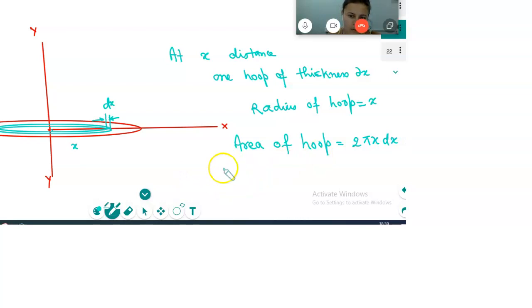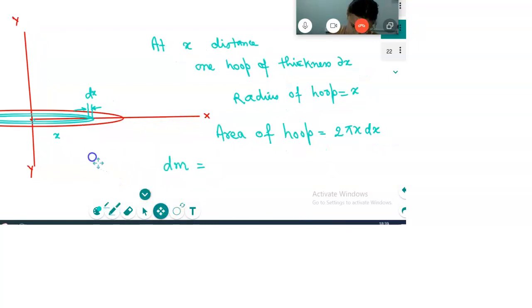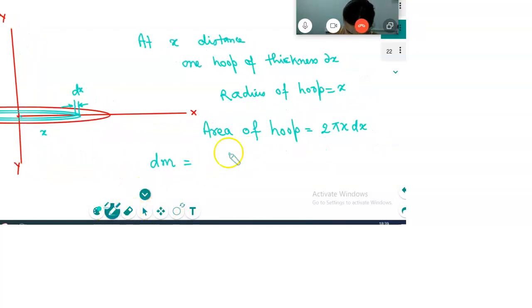Then what is the mass dm? dm is the small mass. It is area multiplied by mass per unit area. So I will write area into mass per unit area.